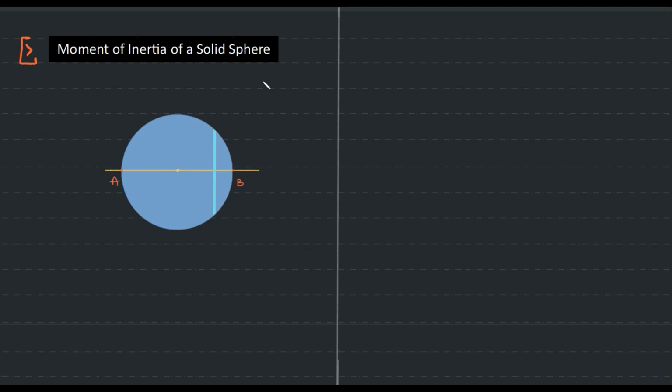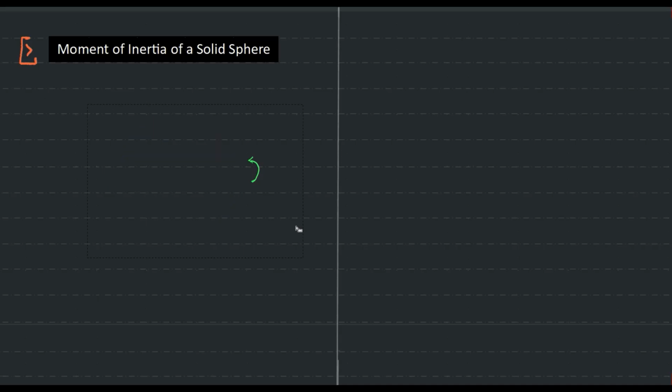So we're looking at the moment of inertia of a solid sphere. We have a sphere and it's rotating in this manner. Actually, it could have been upright also. I can still do it in upright form, so I'll try doing this in upright form. Not very happy with that.